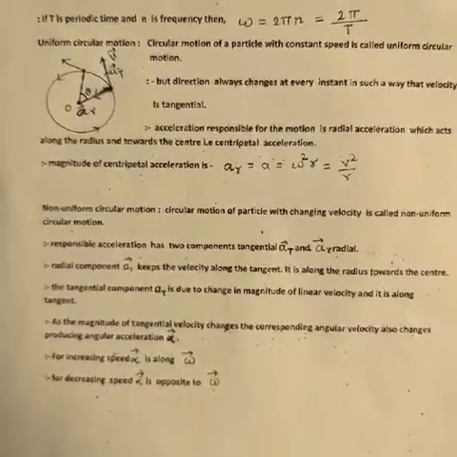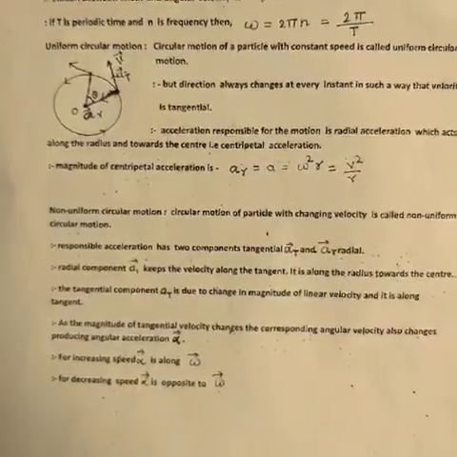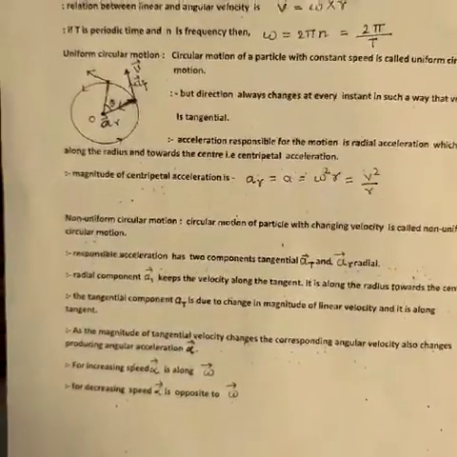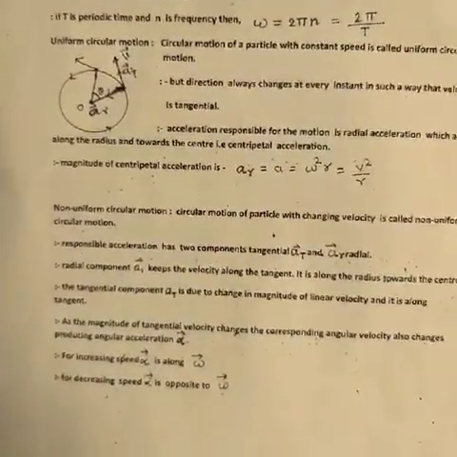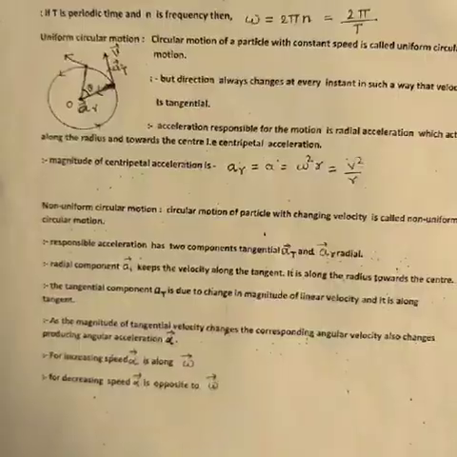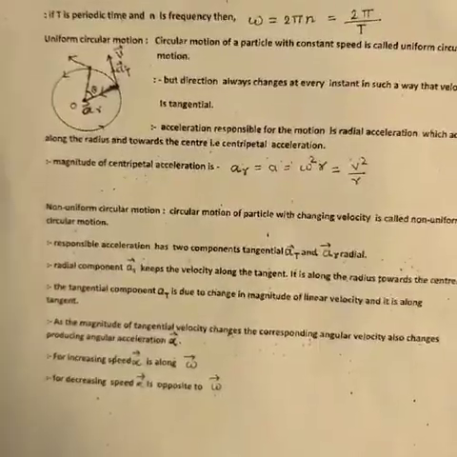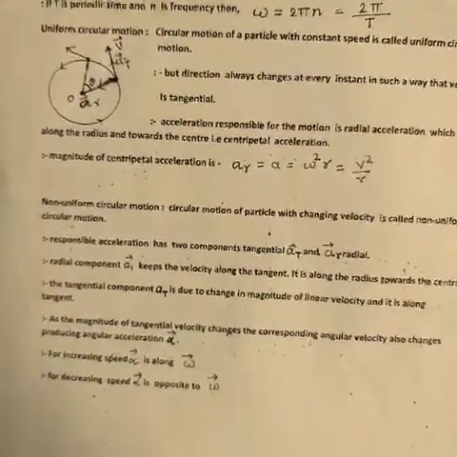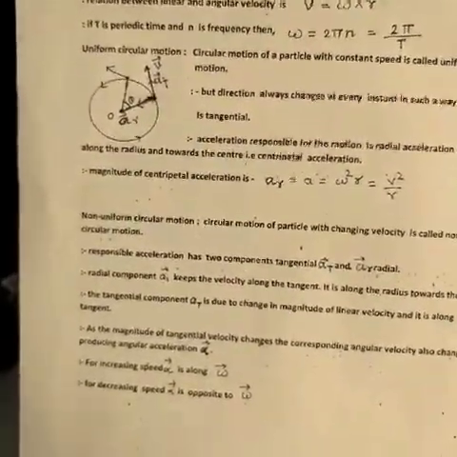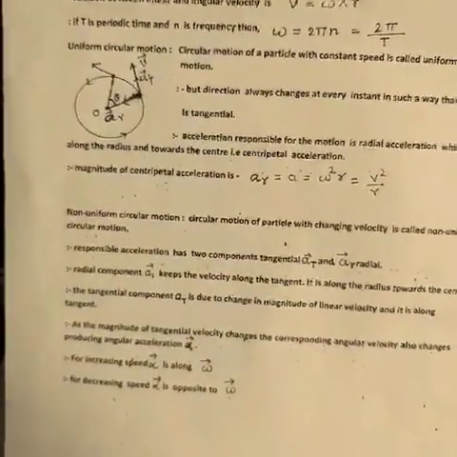As the magnitude of the tangential velocity changes, the corresponding angular velocity at the center also changes, producing the angular acceleration alpha. For increasing speed, alpha is along the omega, and if there is a decrease in the speed, then alpha is opposite to omega.